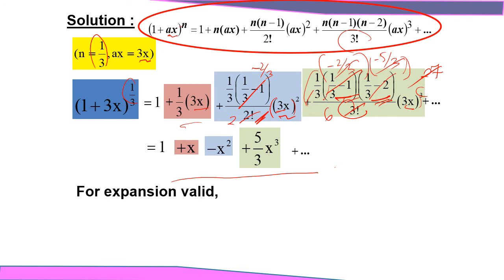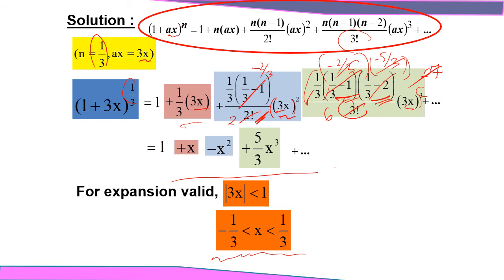Okay. So, for the expansion to be valid, we have to check that the absolute value of 3x is less than 1. So, what should our x be? So, x should be in between negative 1 over 3 and 1 over 3 only. So, how do we get to this? So, 3x is less than 1 and more than negative 1. So, to get x in the middle, we have to divide by 3.